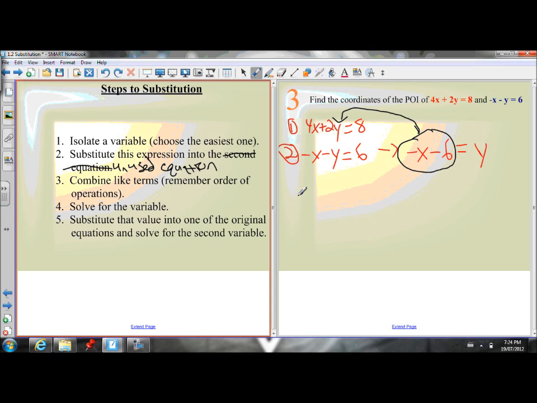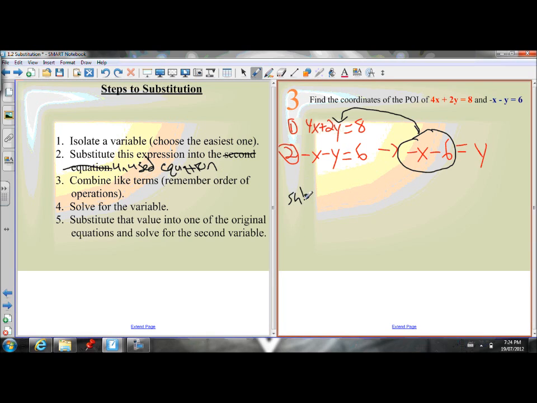Let's keep going. So sub y equals negative x minus 6 into equation 1. I isolated y in the second equation, so I plug in what y is equal to into the first equation in order to find the point of intersection. Ooh, that rating's terrible. That's okay. You heard me say it, you know what it says. Okay, so let's go ahead and do that.